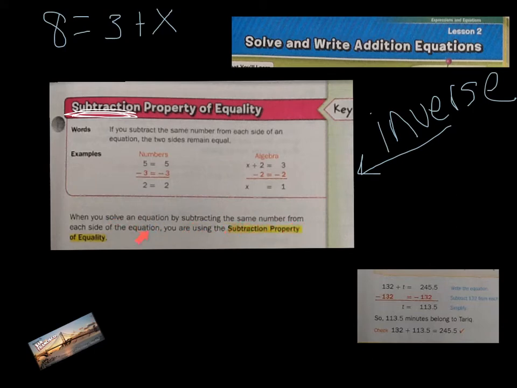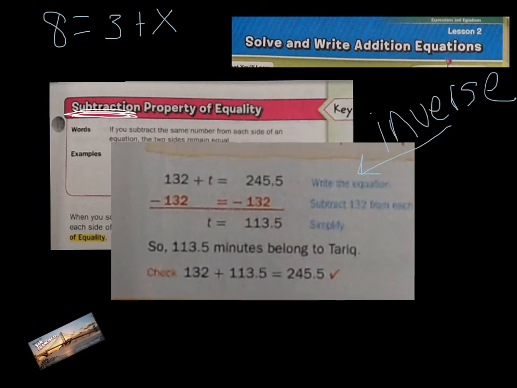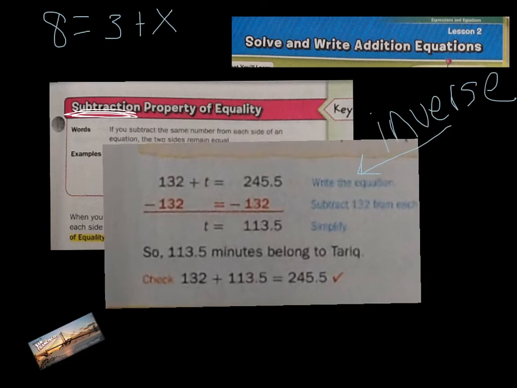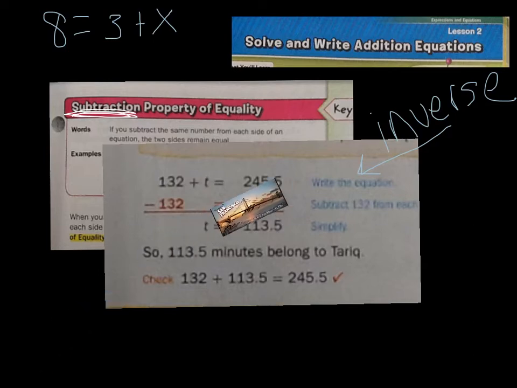When you solve an equation by subtracting the same number from each side of the equation, you are using the subtraction property of equality. Make sure you know that word. An example is down here. If I have 132 plus t equals 244.5, since it's plus, I simply want to subtract 132 from the other side to get my answer, and then you can check it at the end. We will go through some examples to clarify this.